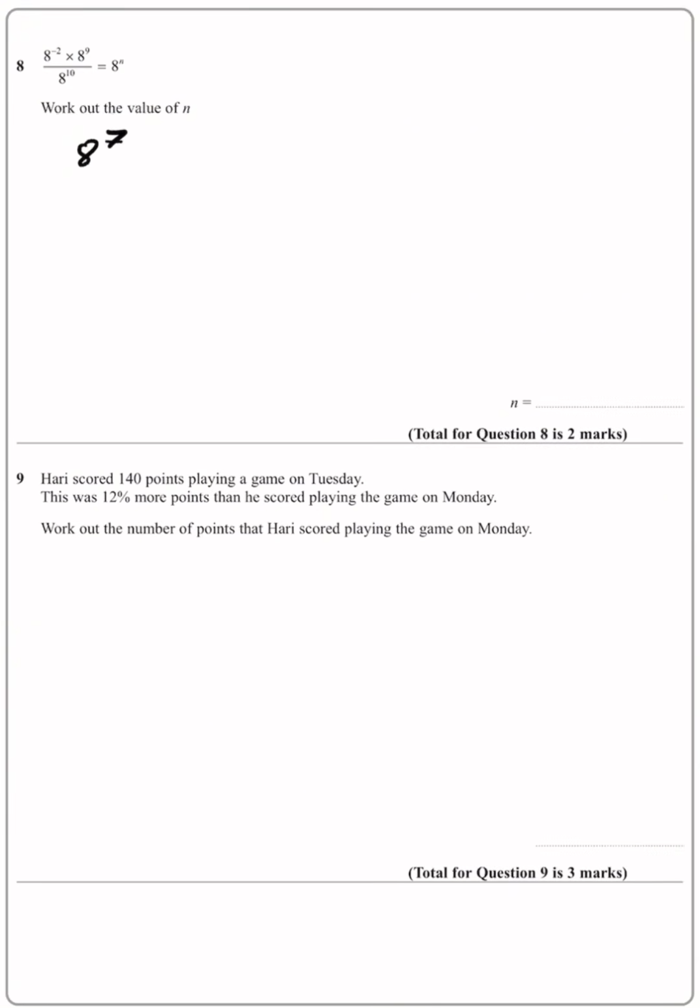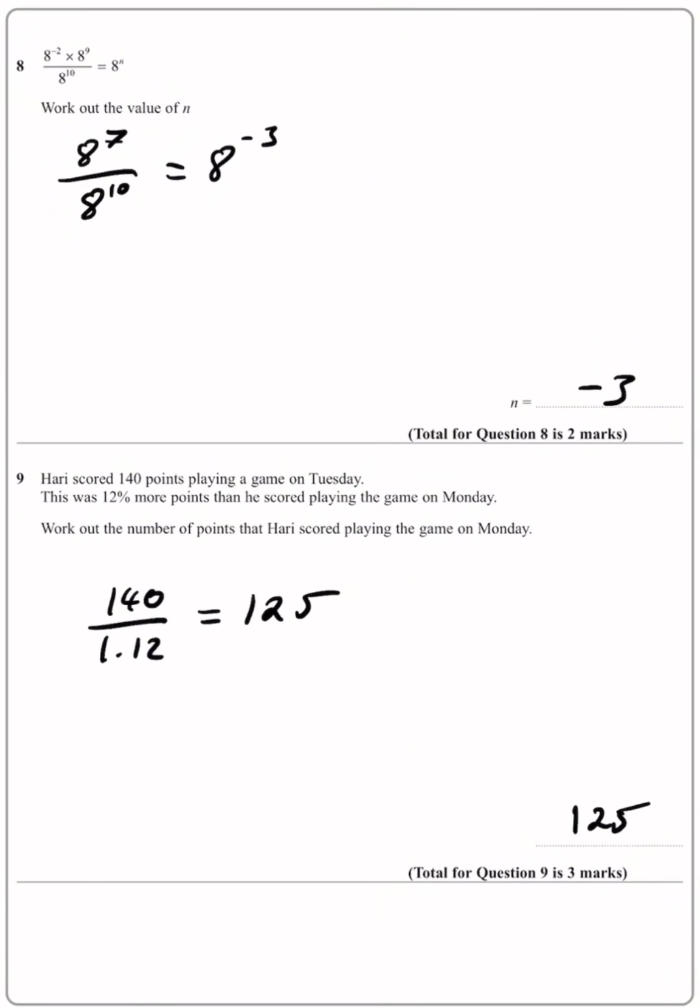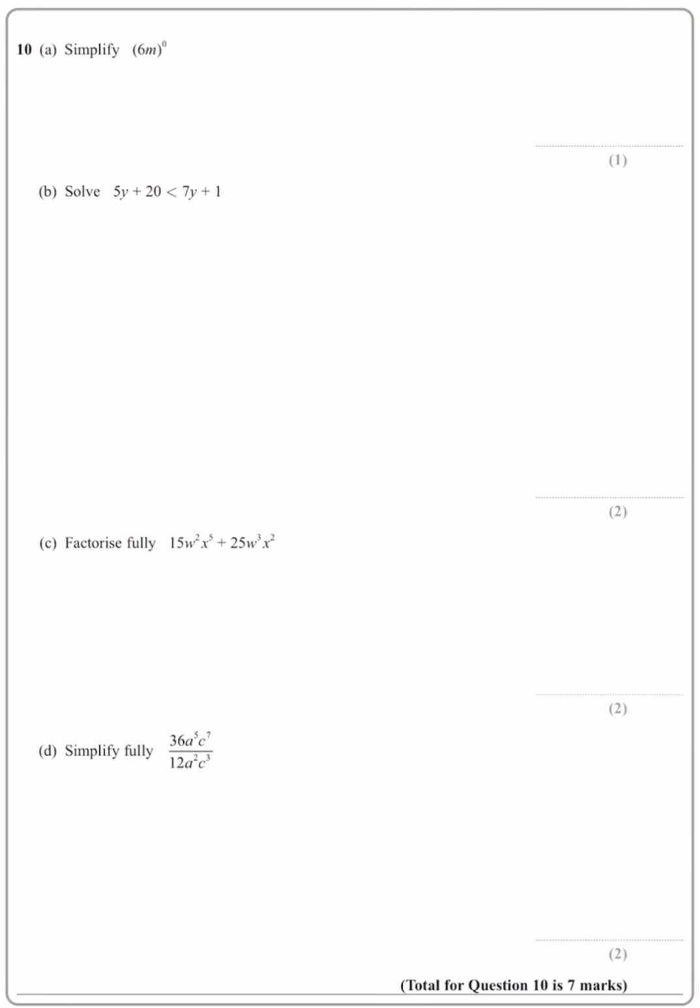For question 8, playing about with the index rules, on the numerator, add the powers, -2 plus 9 is 7, and then to divide, we can subtract the powers, so it's 8 to the -3, n is -3. Question number 9. We've had something increase by 12%, so to reverse that, we'll divide by 1.12, comes out as 125.